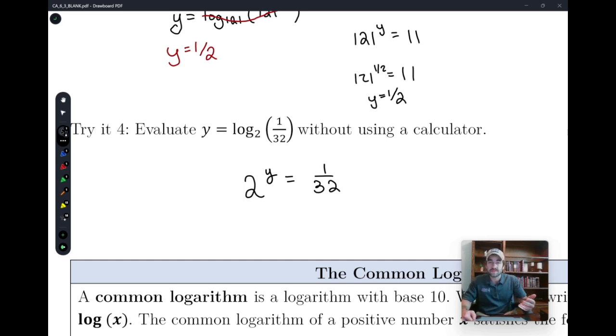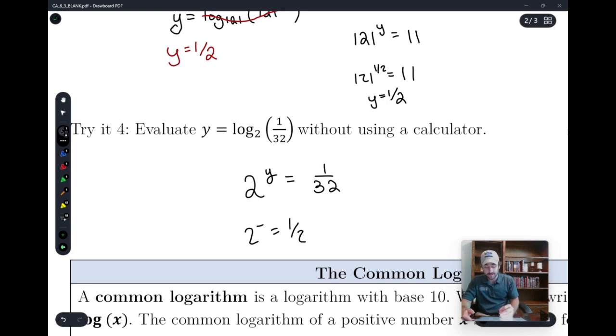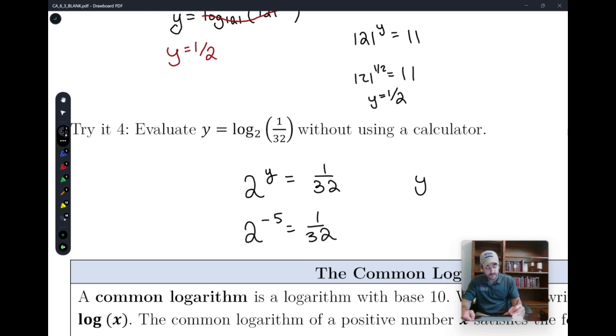If you use y as 2, you get 4. If you use y as 3, you get 8. And that's not it, because 2 squared is 4. We're going in the wrong direction, so maybe we try negatives. So 2 raised to the negative 1 is 1/2. We're getting in the right direction. 2 raised to the negative 2 is 1/4. Now we're going in the right direction, and we'll see eventually that 2 raised to the negative 5 is equal to 1 over 32. And so y equals negative 5.